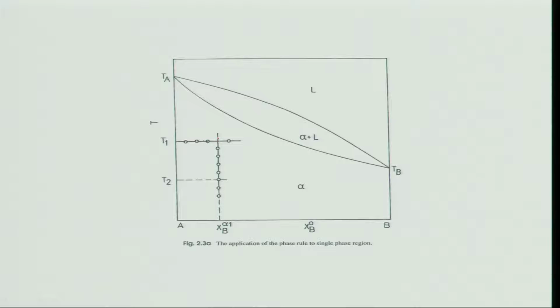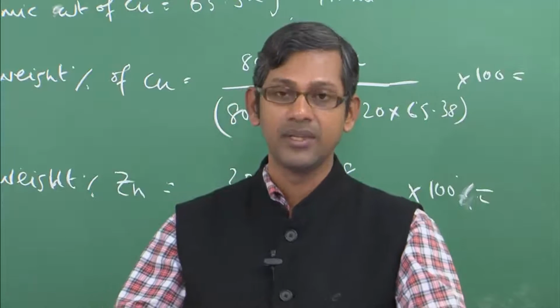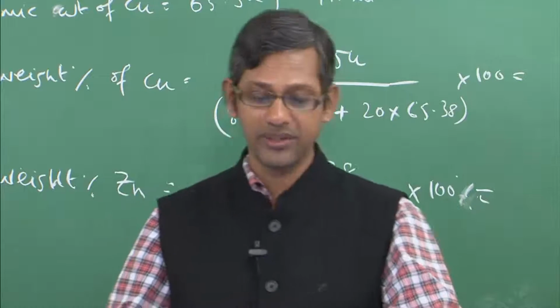That means within the alpha phase I can vary both temperature and composition, alternatively or together. You can have temperatures T1, T2 and many compositions, still you will be in the alpha phase field. So basically you have two independent variables that can be changed simultaneously, keeping in mind that the alpha phase field remains the alpha phase field. So let us do that for the two phase region.